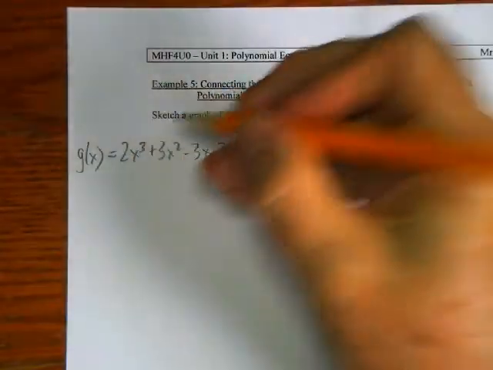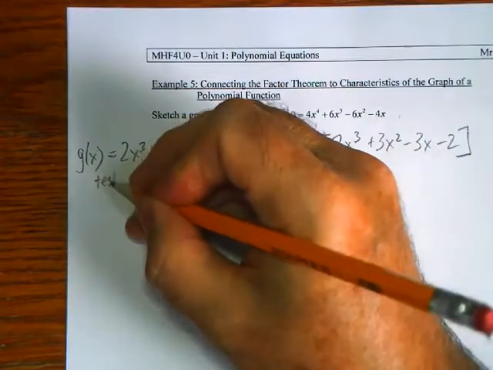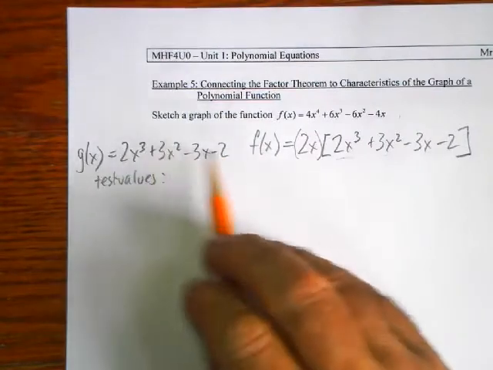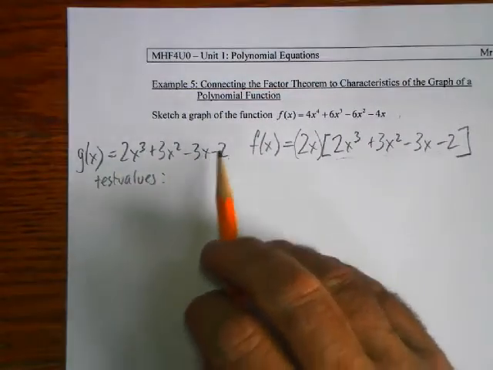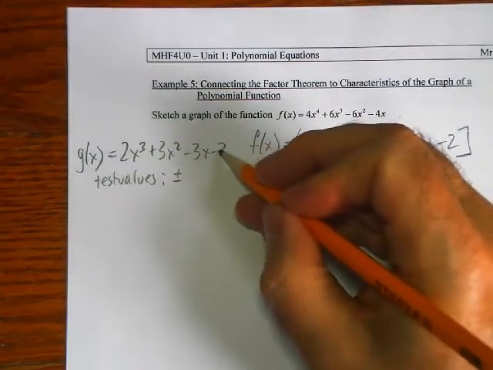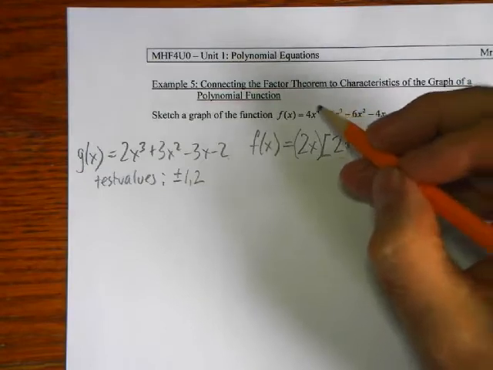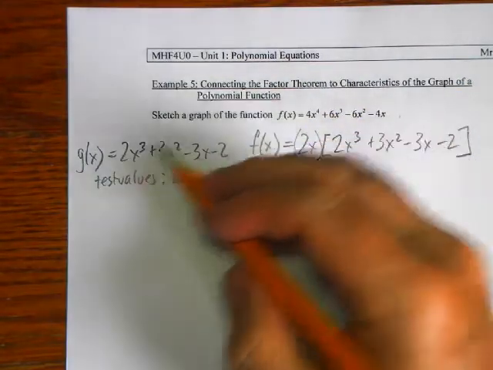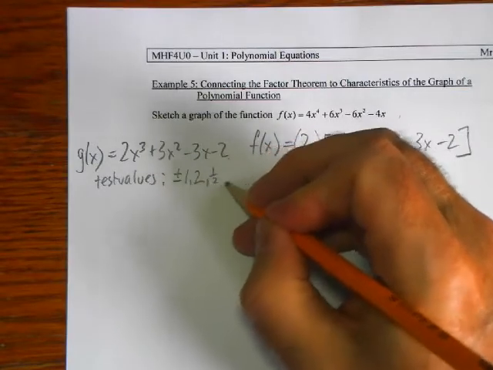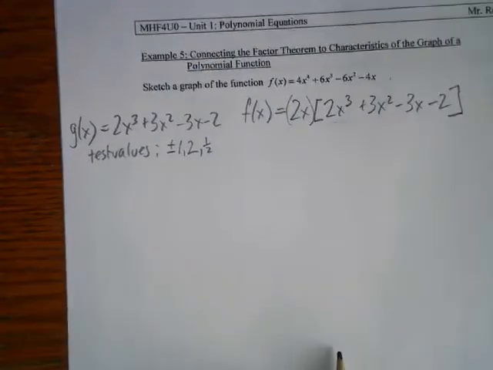So if I made a list of test values, there's not too many here because I have a 2 and a 2. Okay, so let's do it in our head this time. I'm going to have plus or minus 1 and 2 from there. And what if I divide 1 and 2 by 2? That's going to give me a half, and 2 over 2 is 1. So those are the only possible test values.